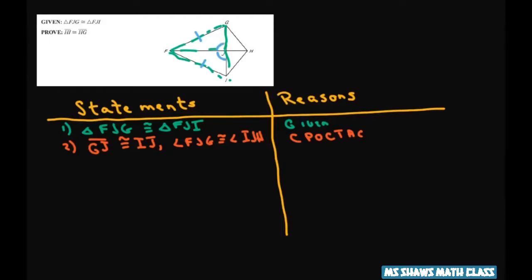All right. And then we know that angle FJG is congruent to IJH. So FJG, this angle, is congruent to IJH here. And that's your vertical angles theorem.